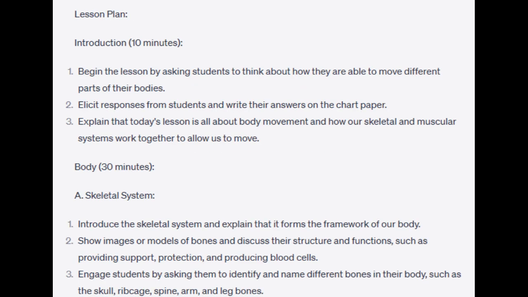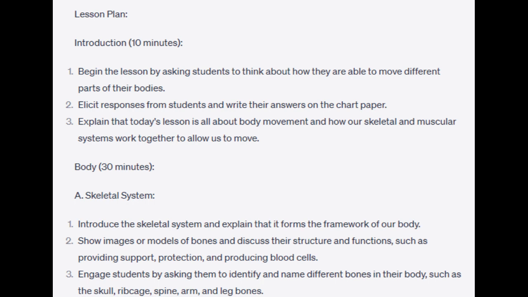Lesson plan. Introduction, 10 minutes. Begin the lesson by asking students to think about how they are able to move different parts of their bodies. Elicit responses from students and write their answers on the chart paper. Explain that today's lesson is all about body movement and how our skeletal and muscular systems work together to allow us to move.